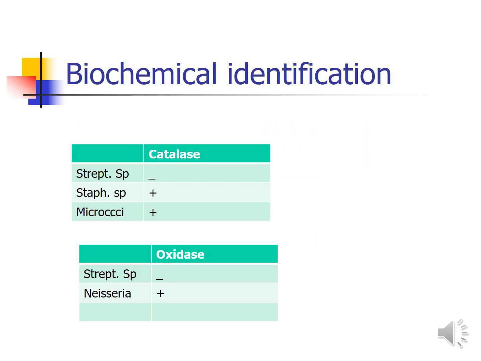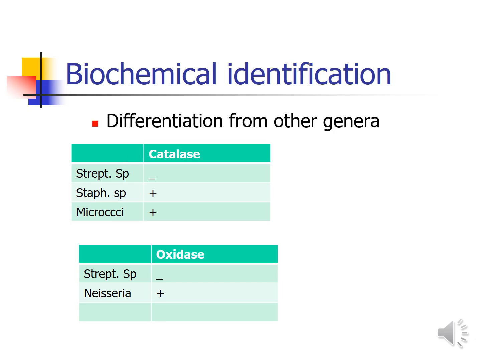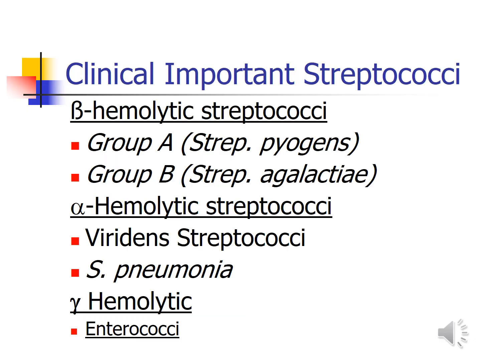Biochemical identification: Streptococci are catalase negative. Staphylococci and micrococci are catalase positive. Streptococci are oxidase negative and Neisseria are oxidase positive. So this is how we differentiate using characteristics.